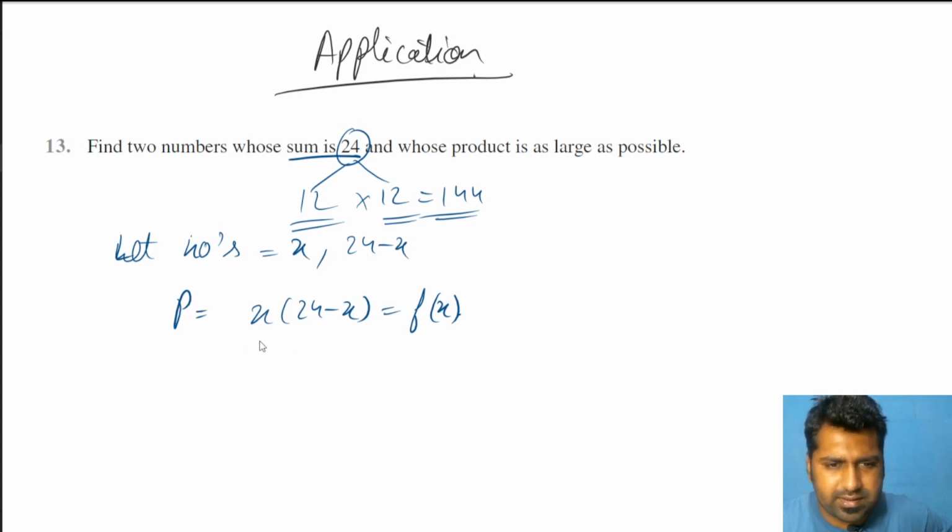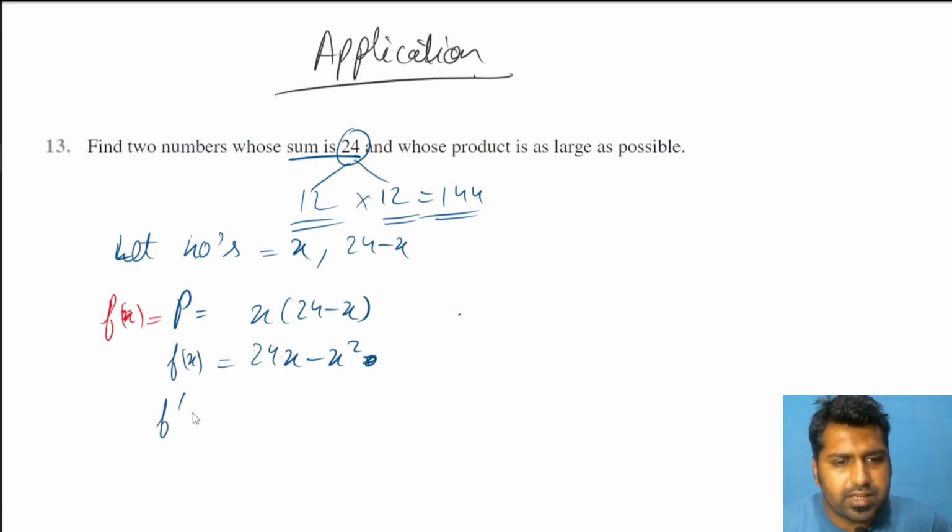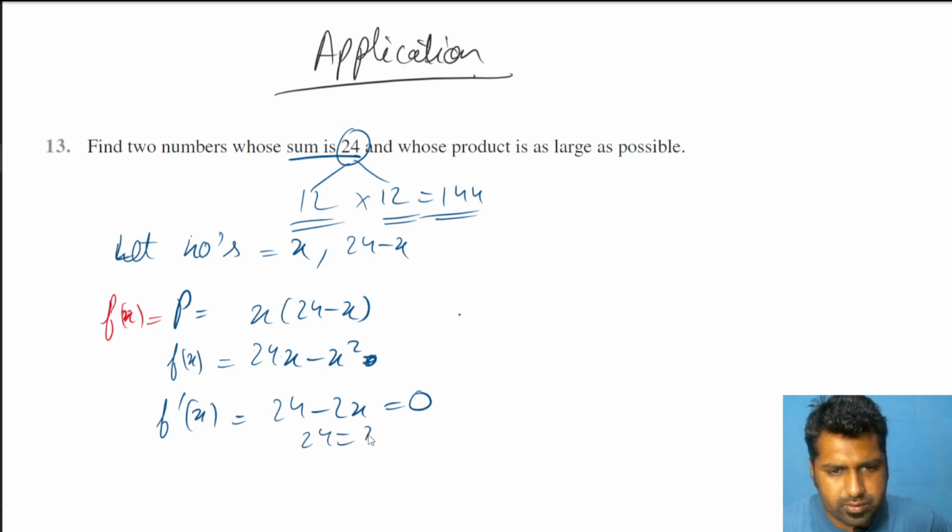Let's rearrange the function: 24x minus x square. That's the function. Now calculate f dash x. So 24 minus 2x, you put it equal to 0, you'll get 24 is equal to 2x, x is 12, and I told you the value would come 12 before even starting.